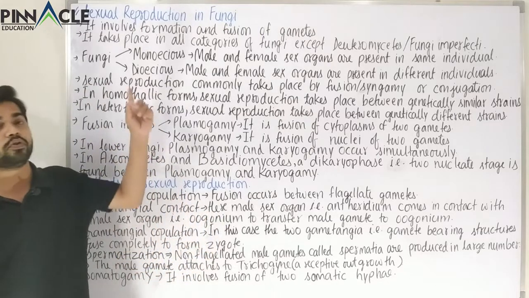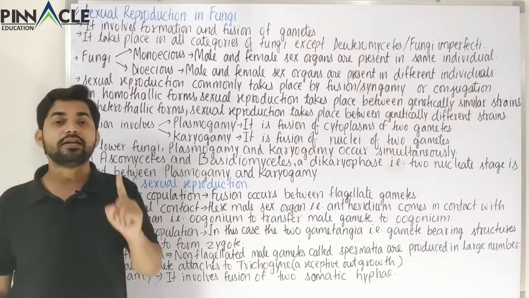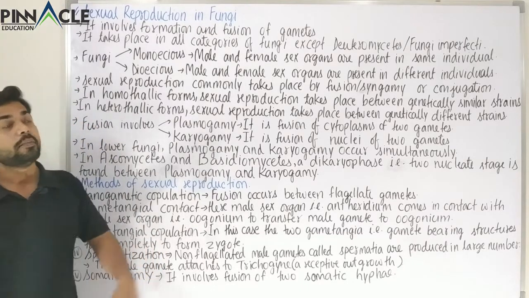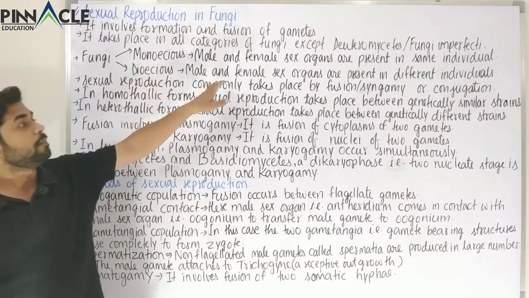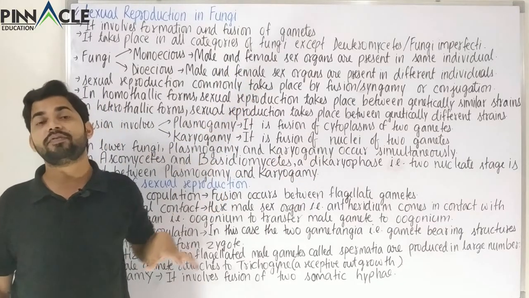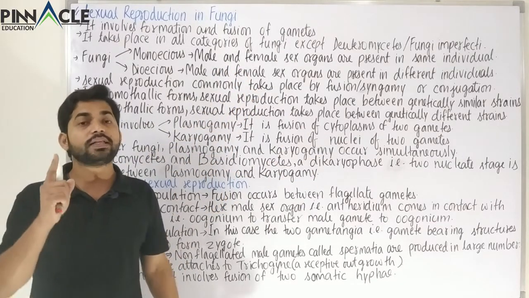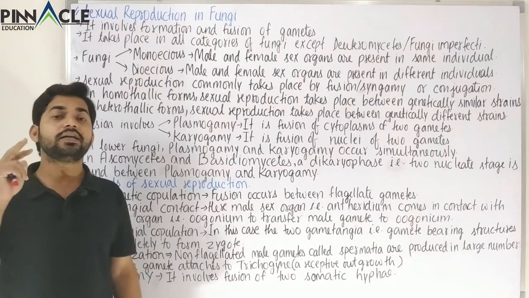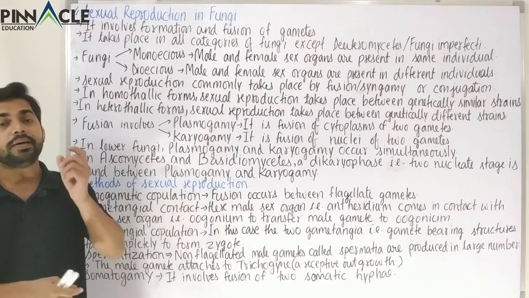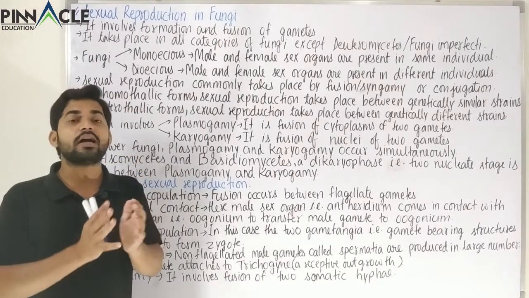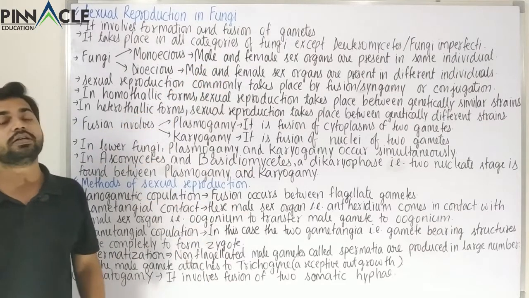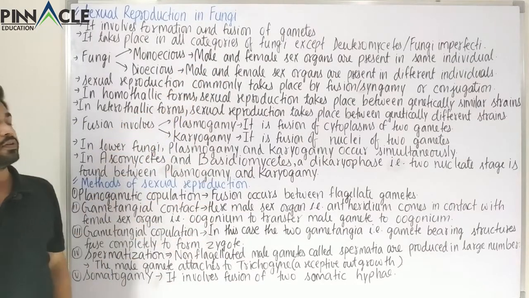So in the case of monoecious, a single individual has male sex organs and also female sex organs. But in the case of dioecious, male and female sex organs are present in different individuals. So one individual can be male and the other individual can be female. So obviously male and female sex organs are present on different individuals, but here male and female sex organs are present in the same individual.